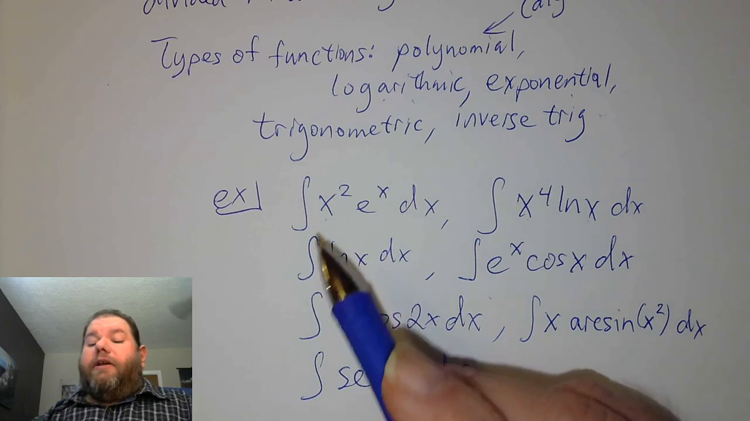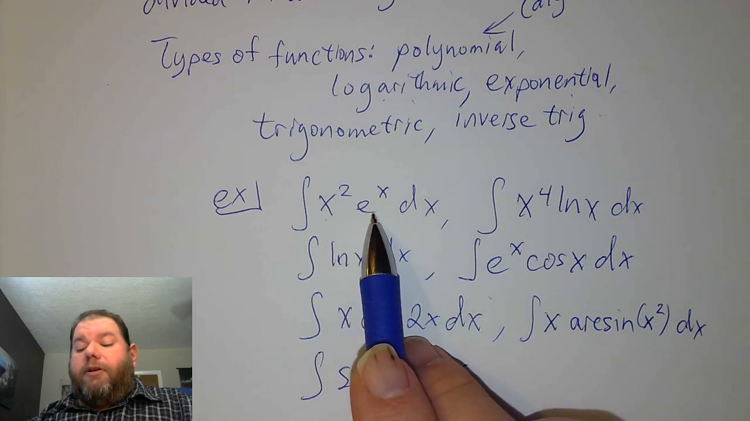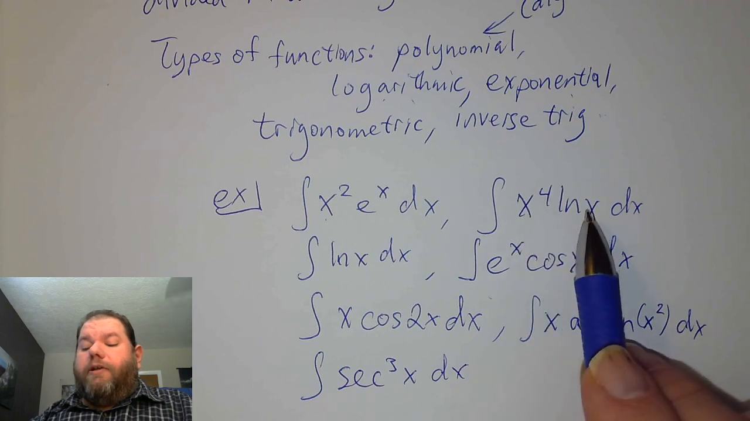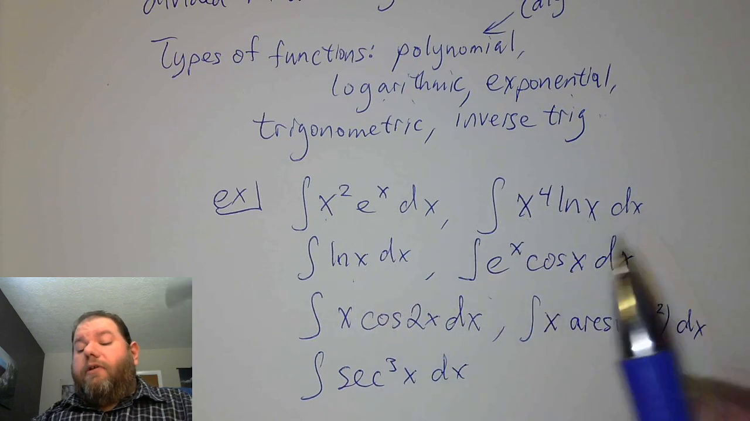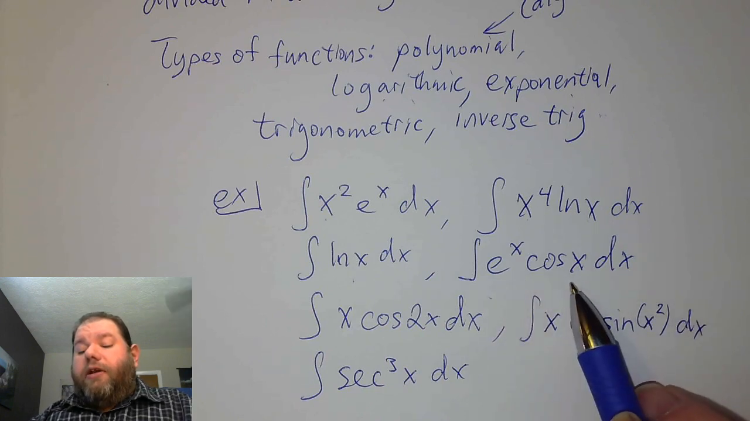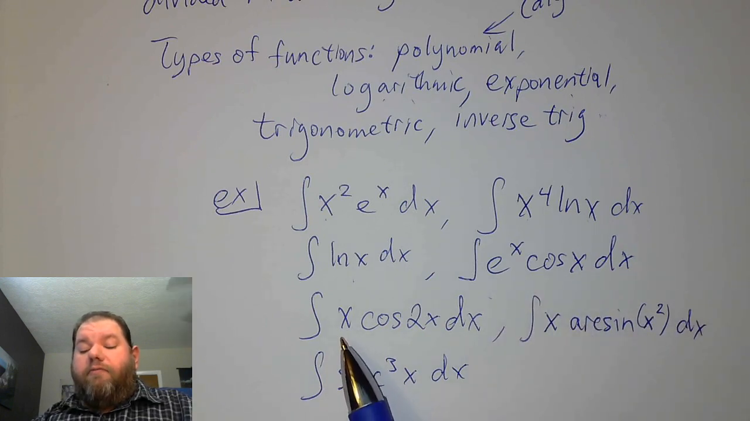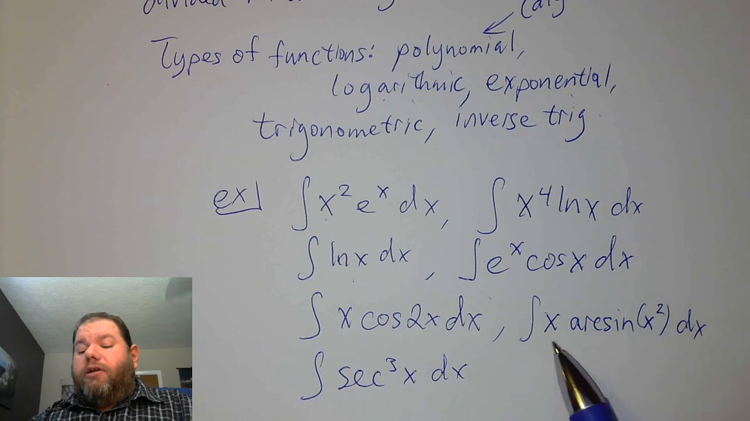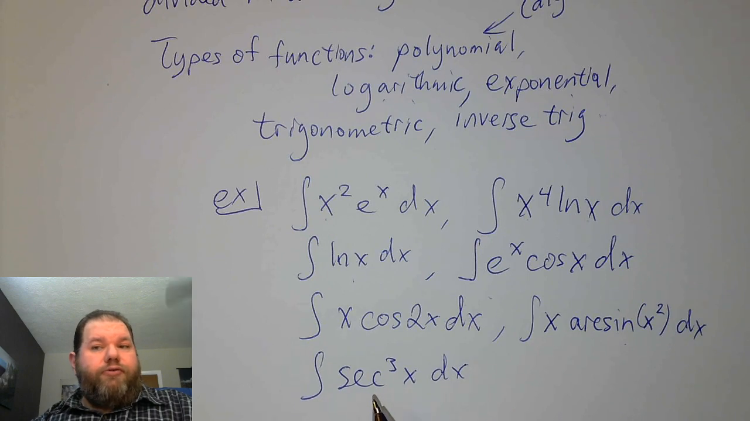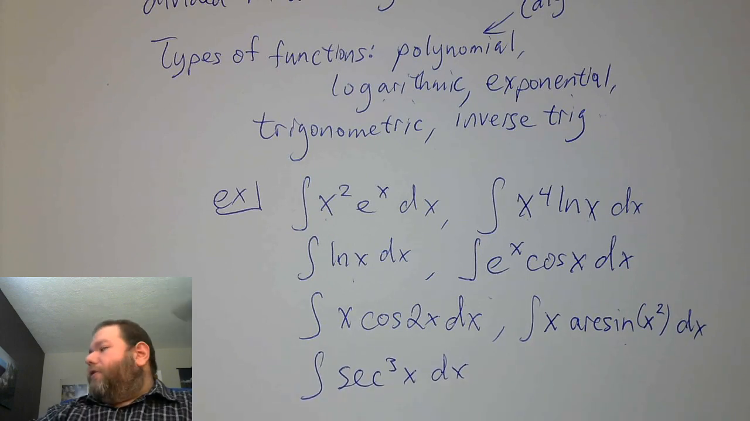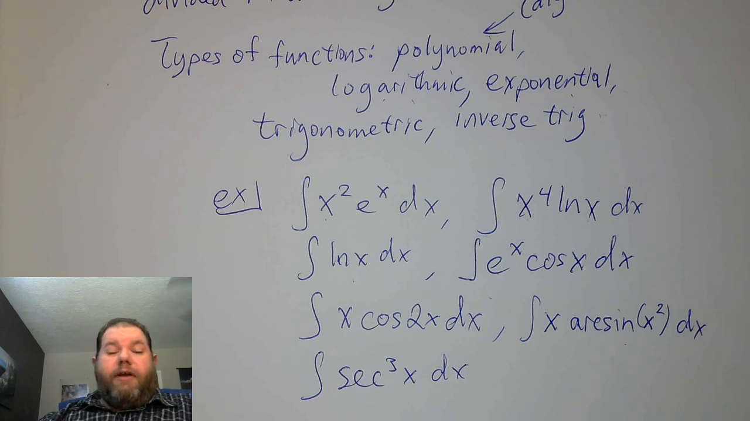So we have, like I said, polynomial and exponential, polynomial and logarithmic, just logarithmic by itself, exponential and trig, polynomial and trig, polynomial and inverse trig, and then weirder trig integrals will also require integration by parts. And secant cubed of x falls into that category.